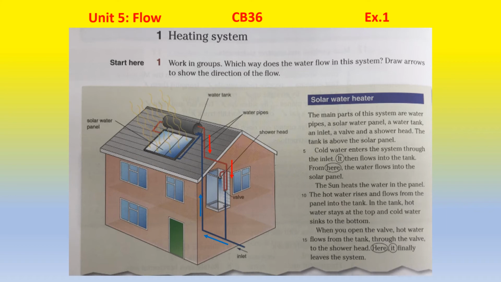After reading the text, we notice that we have 4 words that have circles around them. It in line 6, here in line 7, another word here in line 16, and it also in line 16. So expect that we're going to have some questions on these words.